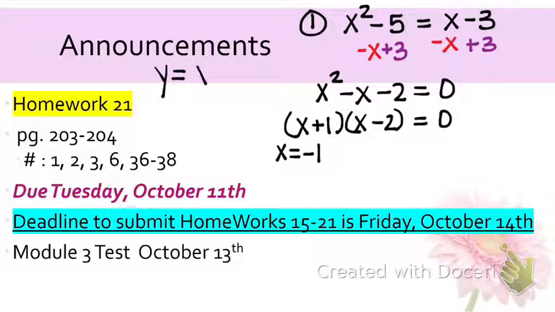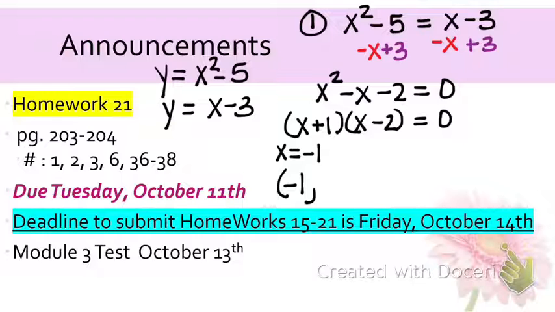And there's 2 equations that you can use. You can use y equals x squared minus 5, or you can use y equals x minus 3. I think I always use the linear one. So let's use this one to find the y value. So I know that x equals negative 1. So substitute that negative 1 in one of these equations to find y. So pick one of these, substitute it in to find your y value.